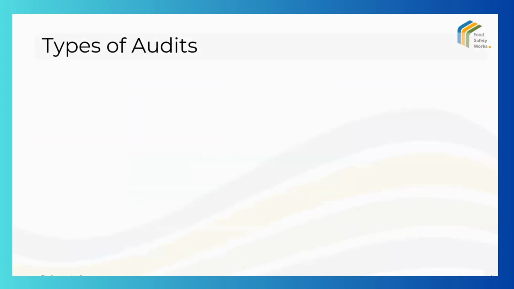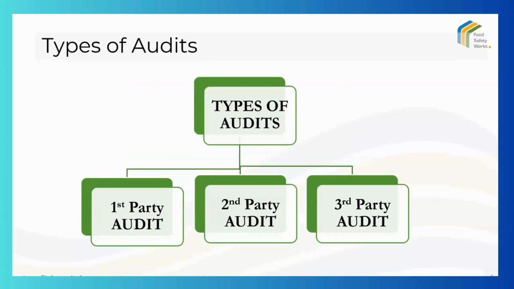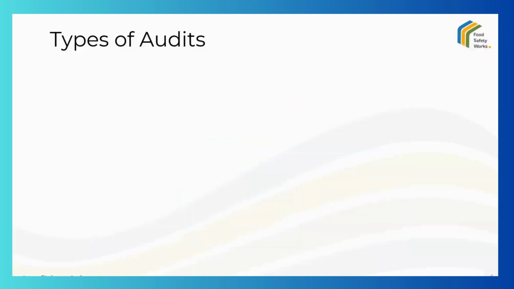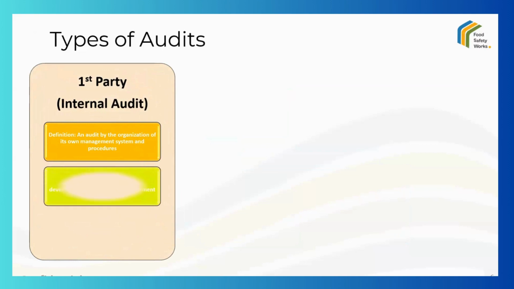Now we'll go to the types of audits. There are basically three types: first party audit, second party audit, and third party audit. A little brief on these three types. A first party audit you can call an internal audit. As the word says, it's an audit by the organization of its own management system and procedures. You basically do your own systems audit.